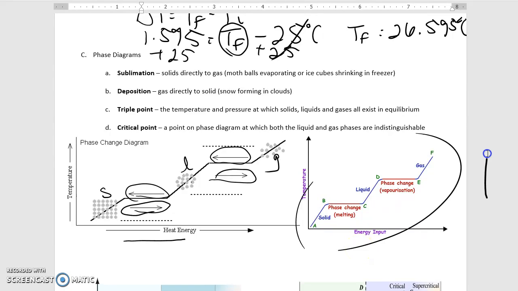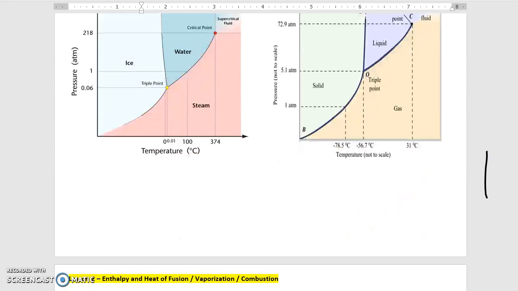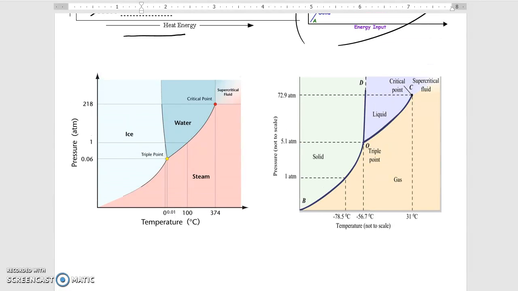But what's really important is that you know how to do these kinds of phase change diagrams. These give you a lot more information because they deal with both pressure and temperature. We talked about pressure a lot in the last unit as well. So looking at these here, on the left, this is just an example of a specific phase change diagram for water where you have ice, water, and steam. On the right, this is a generic one where you've got solid, liquid, and gas. What's important here is that you know that this area that's all green is a solid phase. Underneath these lines where it's all orange is all gas, in between is liquid.